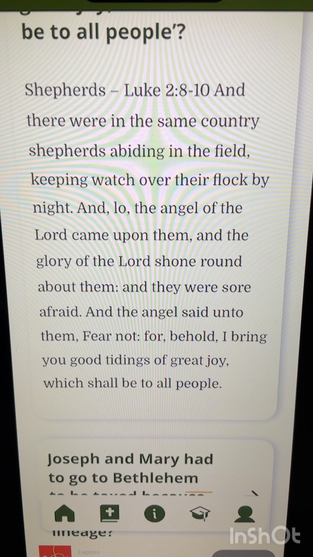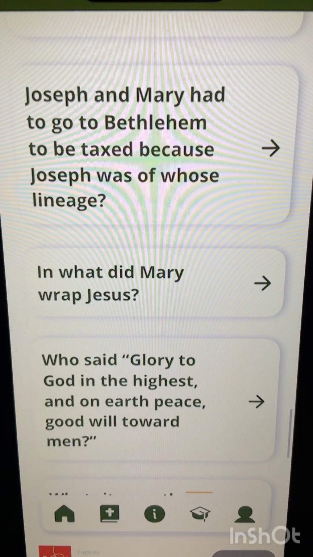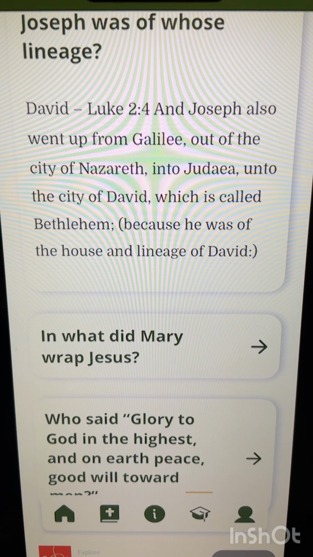So, we have a lot of questions and answers as we go. Another one is, Joseph and Mary had to go to Bethlehem to be taxed because Joseph was of whose lineage? Answer goes to David. And it is in Luke chapter 2 verse 4. And Joseph also went up from Galilee, out of the city of Nazareth, into Judea, unto the city of David, which is called Bethlehem, because he was of the house and lineage of David.